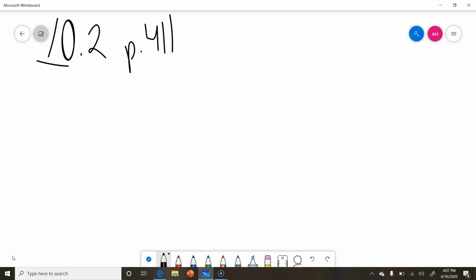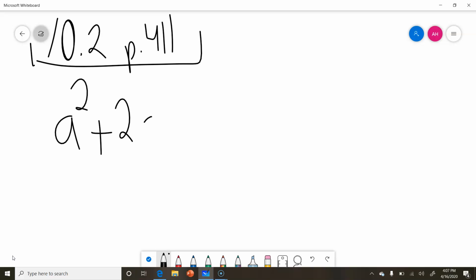Now, for 10.2, this is factoring trinomials, okay? So when we have trinomials, this is 10.2. If you want to follow along, now I'm on page 411. Okay, 411. Now, let's say that I have one that looks like this: a squared plus 2a minus 8.